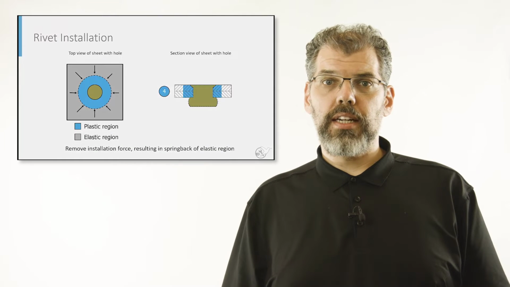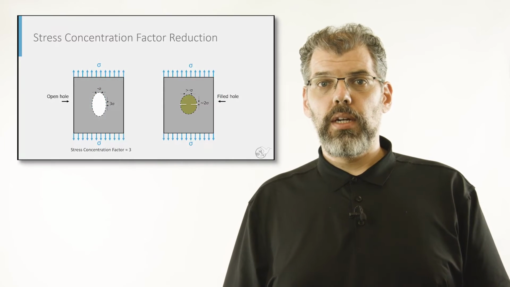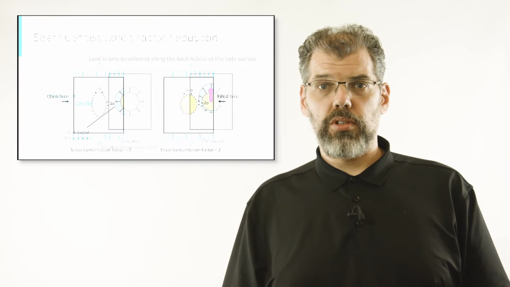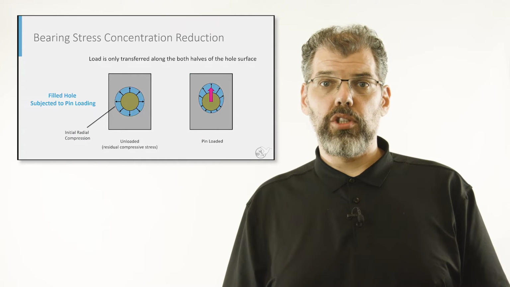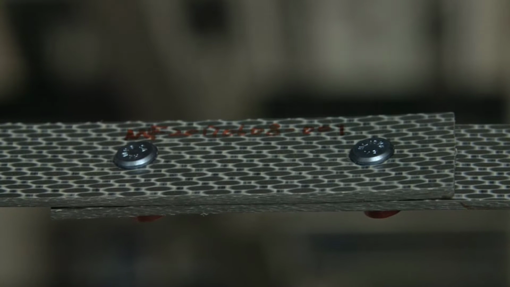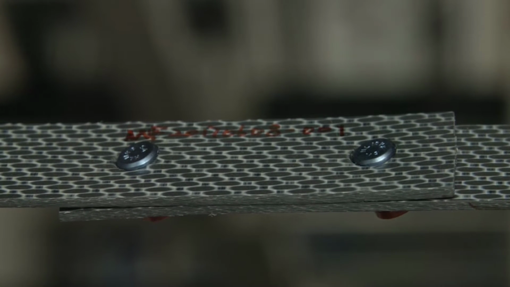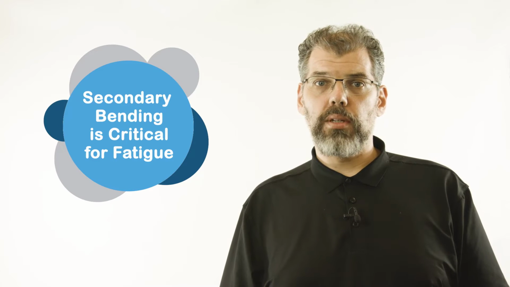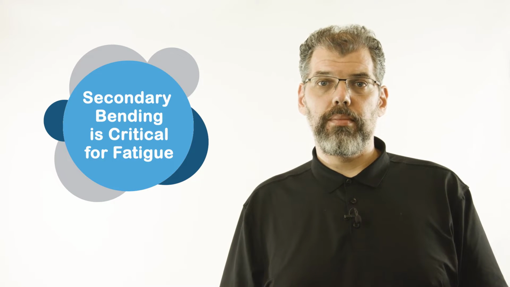The role of hole filling, also known as interference, was discussed in detail in a previous video. This can produce favorable residual stresses and influence the stress concentration due to load transfer. Secondary bending is another phenomenon that can generate high stresses. Due to the offset between the joint sheets, bearing loads on each fastener will generate a bending moment that causes rotation and bending of the joint sheets. As we will see later, the added bending stresses due to this phenomenon can be critical for fatigue failure.